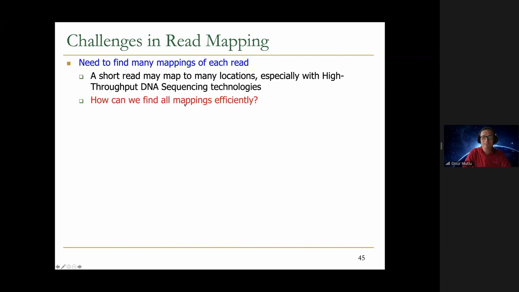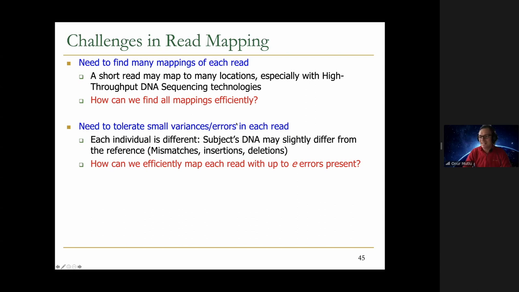We need to tolerate small variances and errors in each read. It's not an exact matching process. Exact matching is easier, clearly, but actually each individual is different. Subject's DNA may slightly differ from the reference, as you can see. How can we efficiently map each read with up to E errors present? Of course, the question is, what is E? Usually people look at 5% or 2% differences, but there's no consensus in the field, as far as I know, in terms of what should be the E.